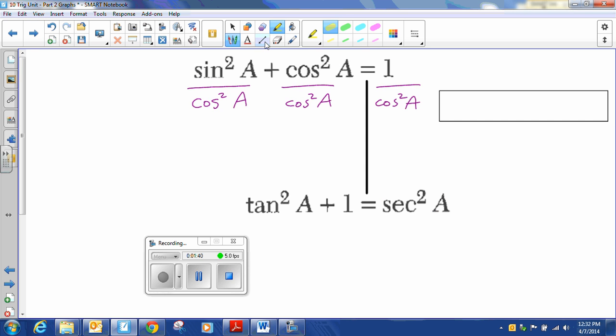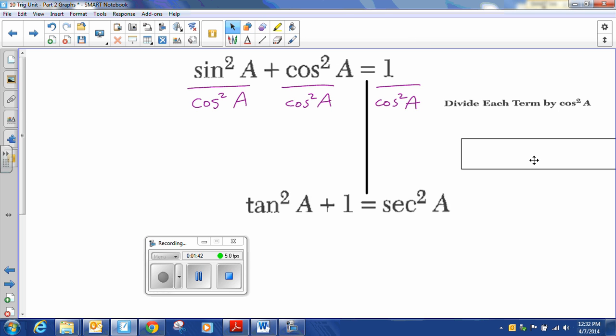The third one is derived by dividing each term by cosine squared A. And in this case, you end up with tangent squared A. Cosine squared A divided by cosine squared A is 1. And 1 over cosine squared A is secant squared A. So this is the third and final Pythagorean identity that we will learn today.